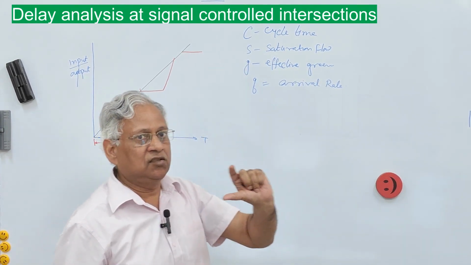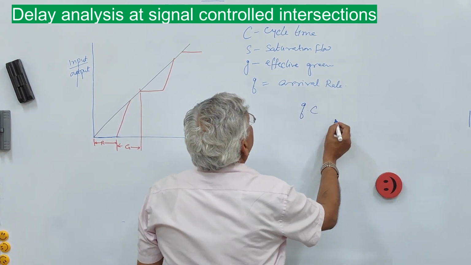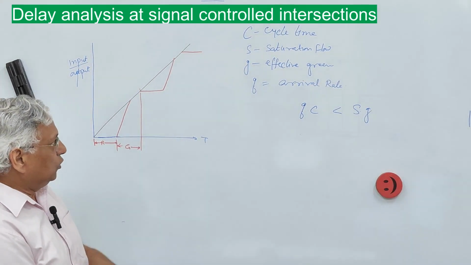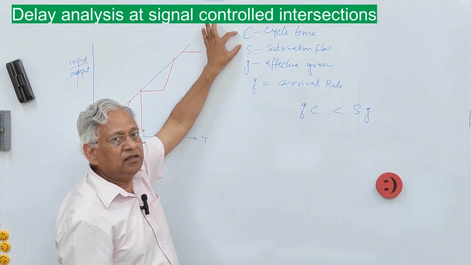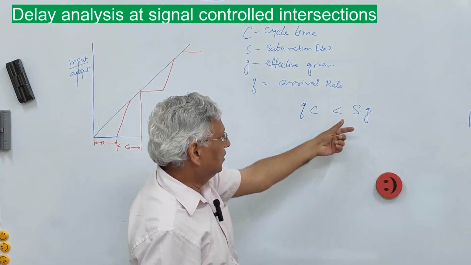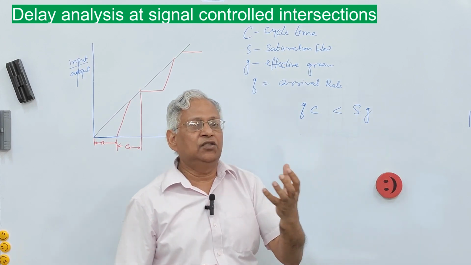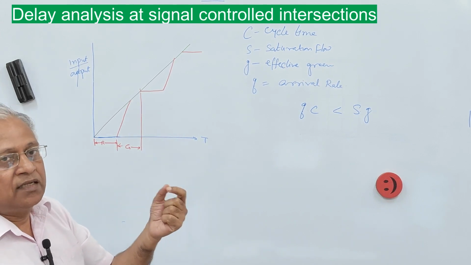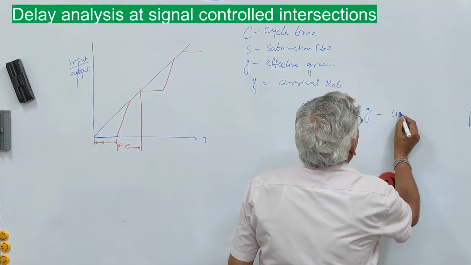Now there can be three situations when this arrival in a cycle is less than departure in a cycle. Q into C is the number of vehicles arriving during a cycle. S into G, G is effective green time, at the rate of S, S into G is the number of departures from the stop line that can take place. Now, this situation is called unsaturated.